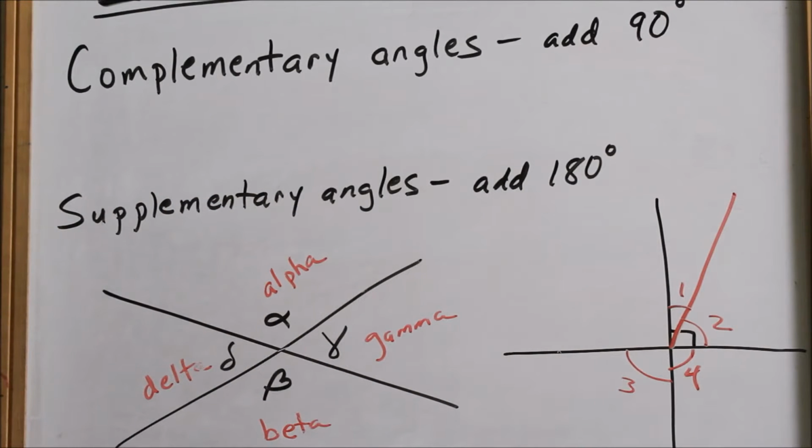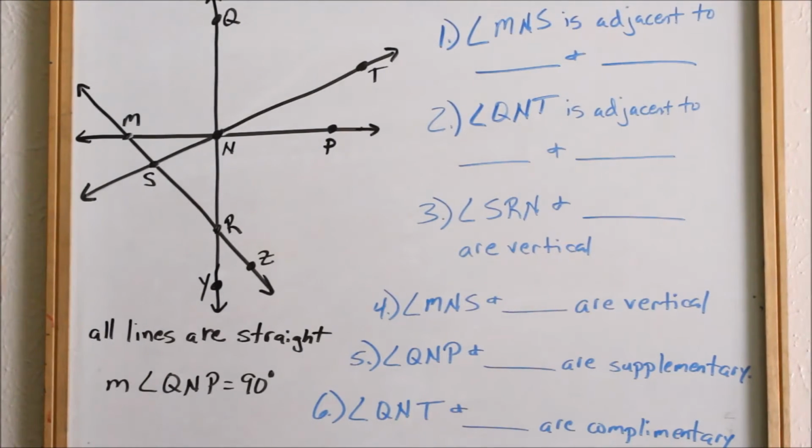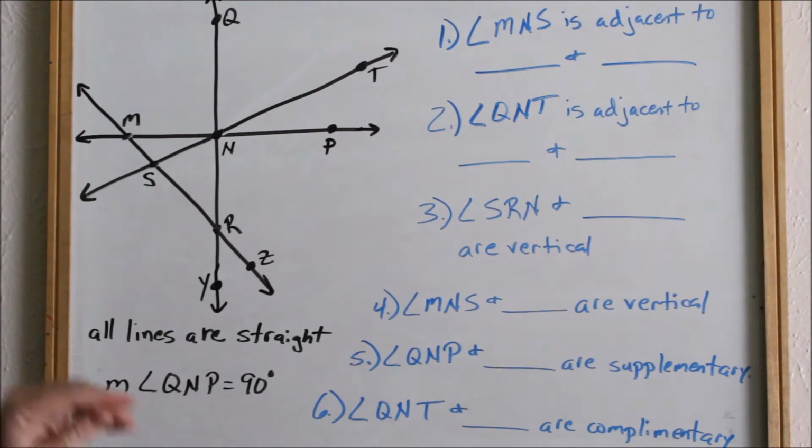So in this lesson, we're going to be looking at complementary angles, which are 2 angles that add up to 90 degrees, supplementary angles, 2 angles that add up to 180 degrees, adjacent angles, angles that are next to each other, vertical angles, angles that are opposite each other, and they are congruent. Okay, we're going to work some problems with adjacent, vertical, complementary, supplementary angles. We're doing problems 6B, B as in boy, and we're going to do 1 through 14.